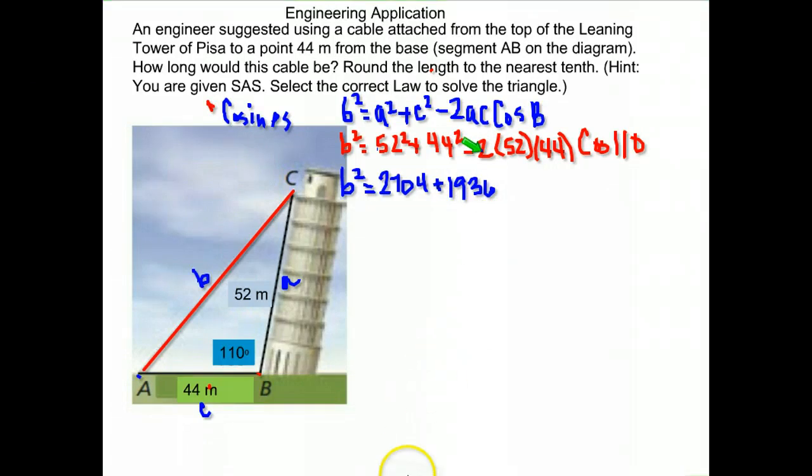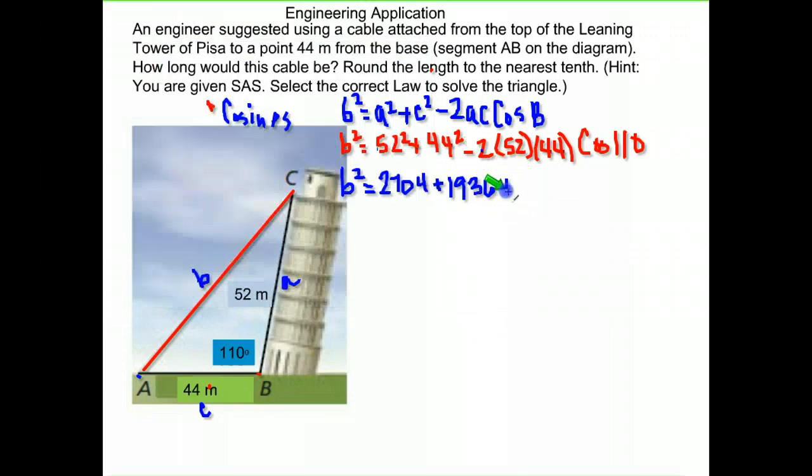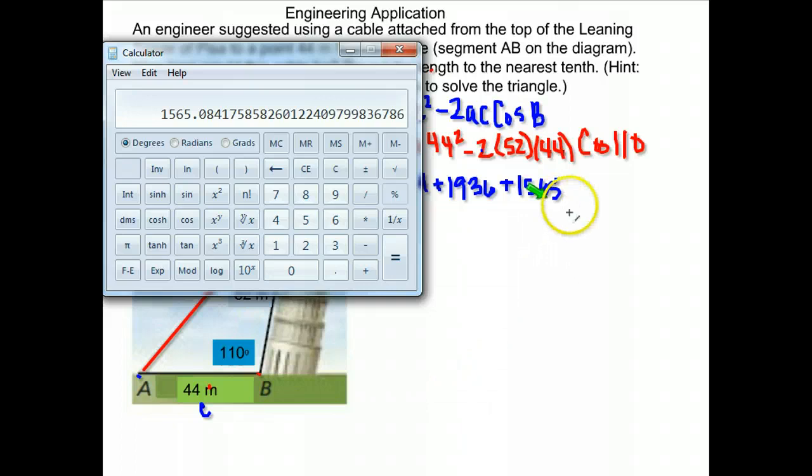Now again, when you pull out your calculator, I would start with the cosine part. Notice those four things are all multiplied together. So first I'm going to start with the cosine of 110 times 44 times 52 times negative 2. Okay, I get 1,565, I believe, .08.